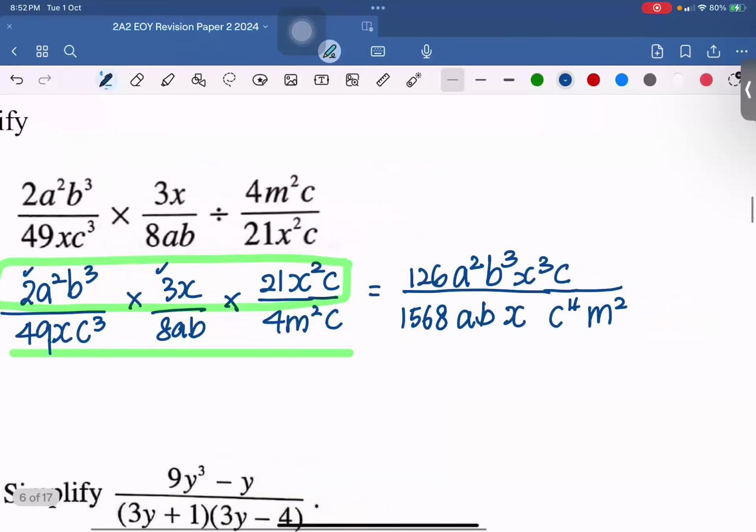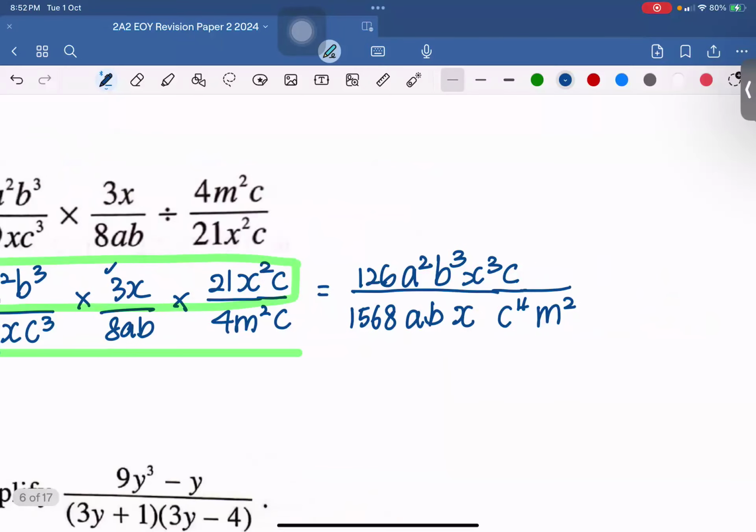Now this is not the answer, okay? We must simplify it. Now we can cancel. I don't usually cancel, I'll just write the answer. Take a calculator. 126 over 1568. What does it give you? Quick, hurry up. 126 over 1568. It gives 9 over 112.